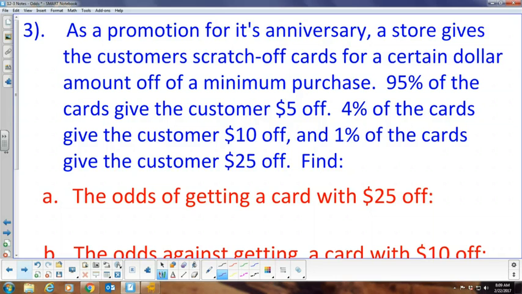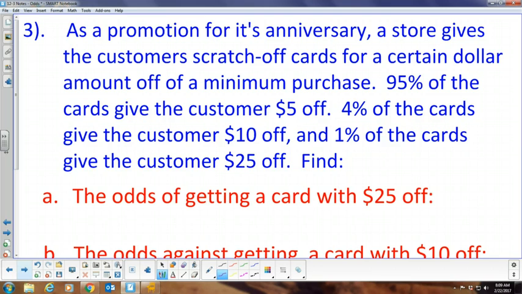So it says 95% of the cards give the customers $5 off. 4% of the cards give the customer $10 off. And then the remaining 1% give the customer $25 off. So every card must be a winner, right? Every card's a winner here. There's no loser cards. They want people to get a discount. They just don't know how much.